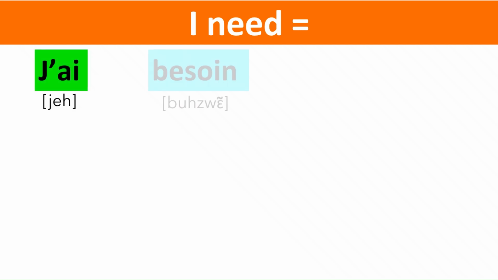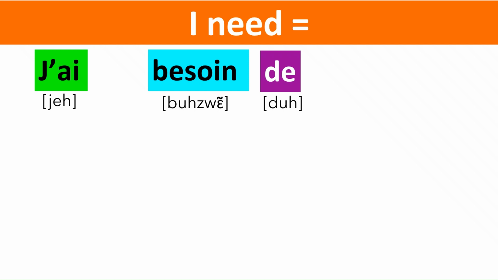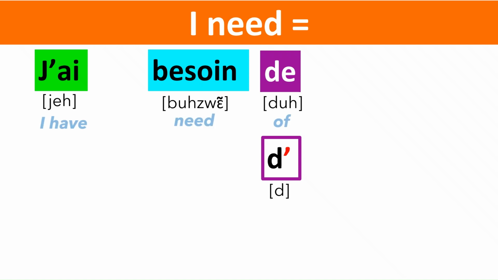To say I need in French, we need to use the structure j'ai besoin de, or the apostrophe if the word that follows starts with a vowel or an H. What it means literally is I have need of. But of course in English we are going to say I need. And then we add what we need.